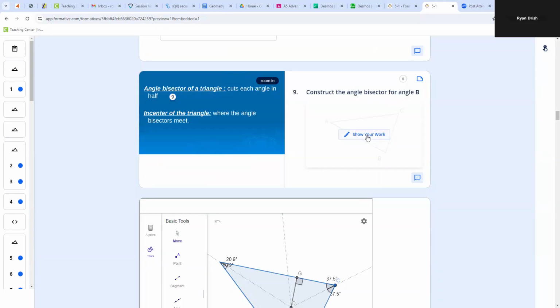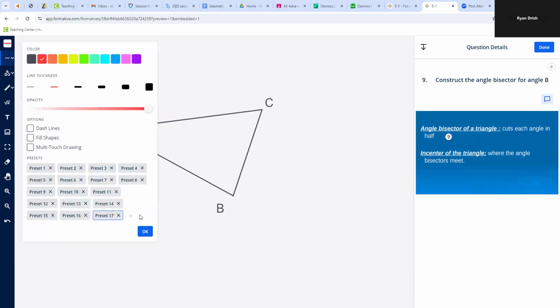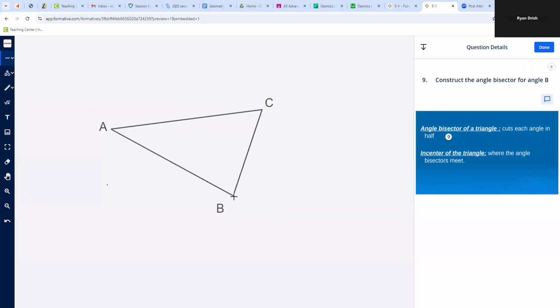So this one says, construct the angle bisector for angle B. That would be a segment. Let me change the color here. That perfectly splits angle B in half. And we're not going to necessarily do this one with a protractor, but we're just going to show that I have split this angle into two congruent pieces. This is the angle bisector.